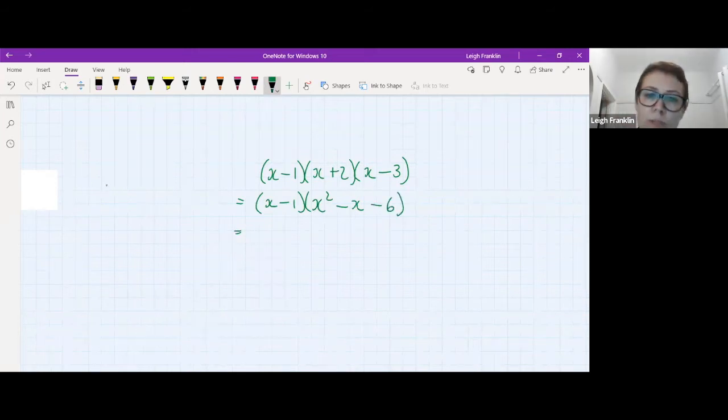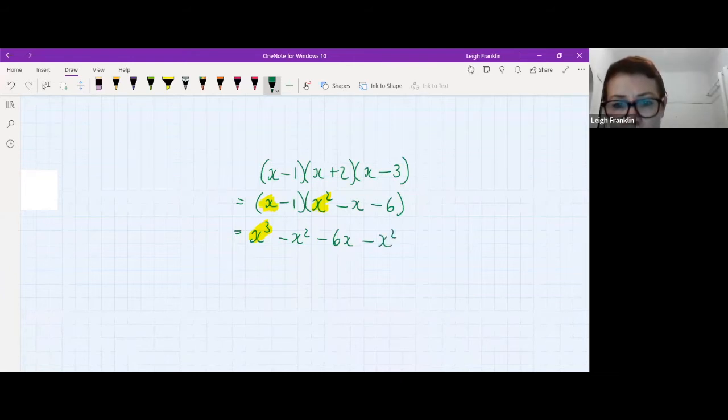So now when I want to multiply my binomial with my trinomial, I say x times x squared, that gives me my x cubed term. Did you all see that? So this guy here times this guy here gives me that one. Then I'm going to say x times minus x, so that'll be minus x squared, minus 6x. Now I'm going to multiply the minus 1 into the second bracket, so that's going to be minus x squared plus x.